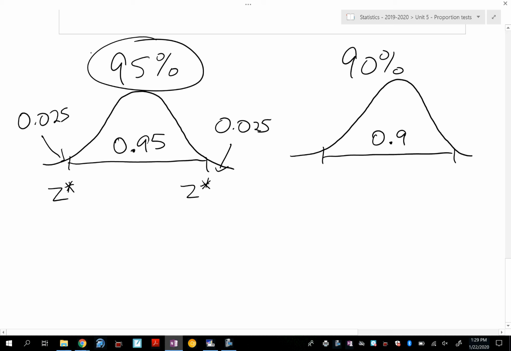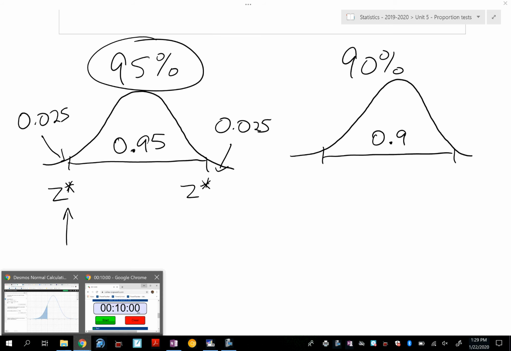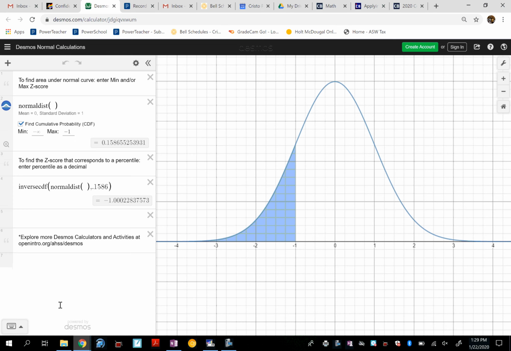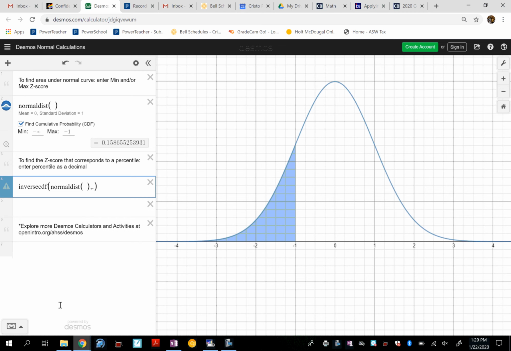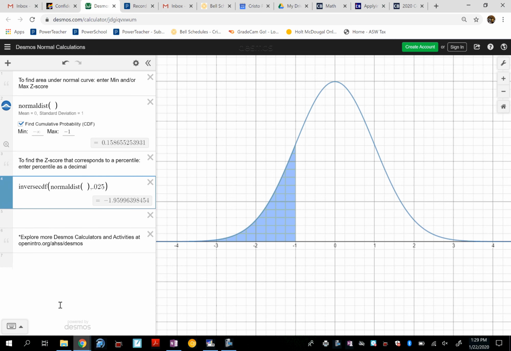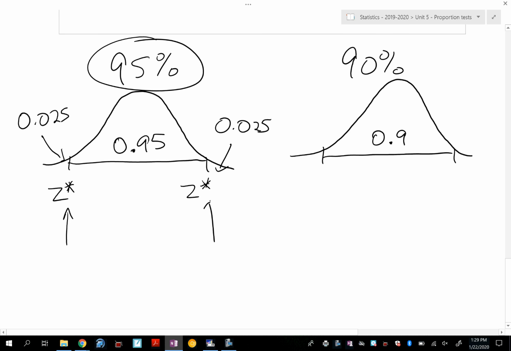So if you wanted to find the Z-stars associated with this 95% level of confidence, you're going to go into your calculator and use one of the functions. If you want to find the Z-star on the left, you type in the area to the left of that. How much of the curve is to the left of that Z-star? 0.025. So go to your link, and you see where it says inverse CDF. We're going to type in 0.025. And what do you notice pops up? Negative 1.96.